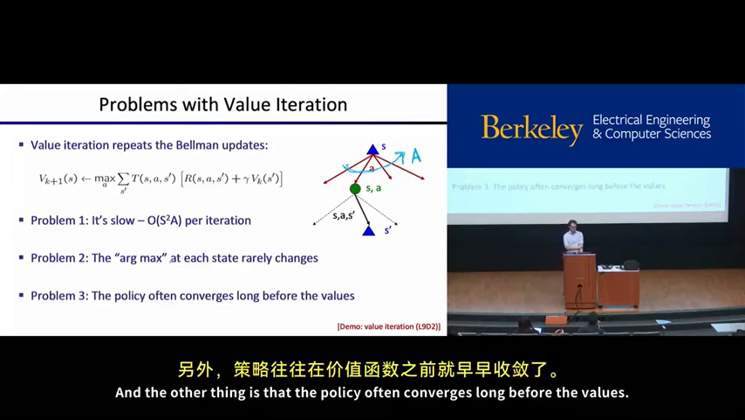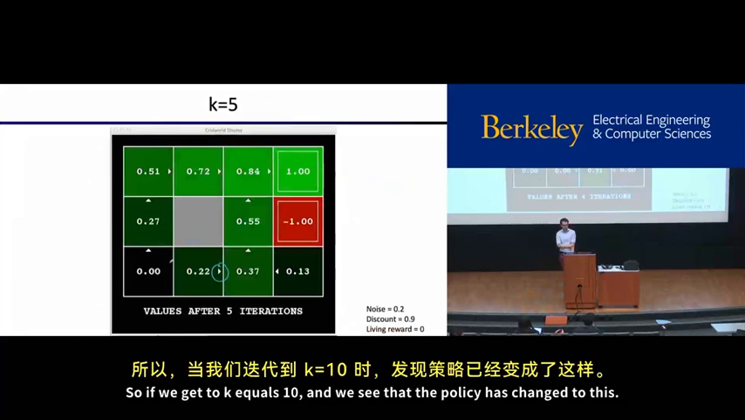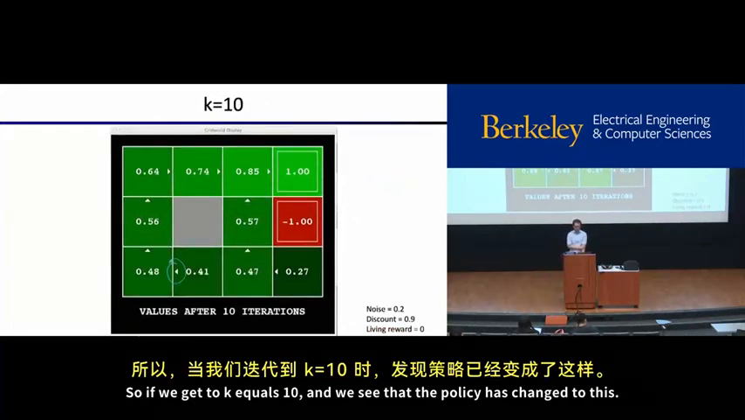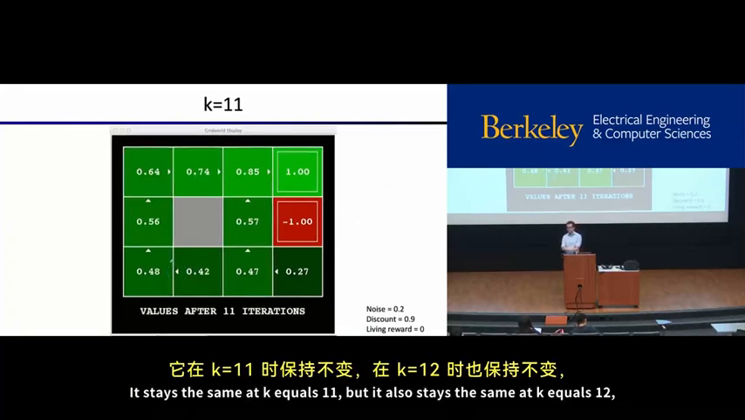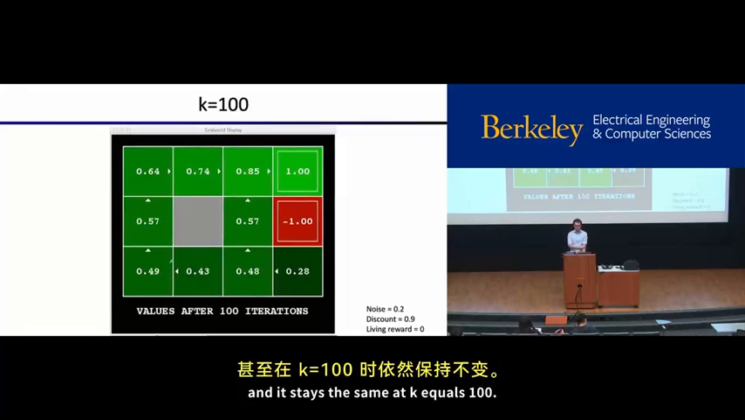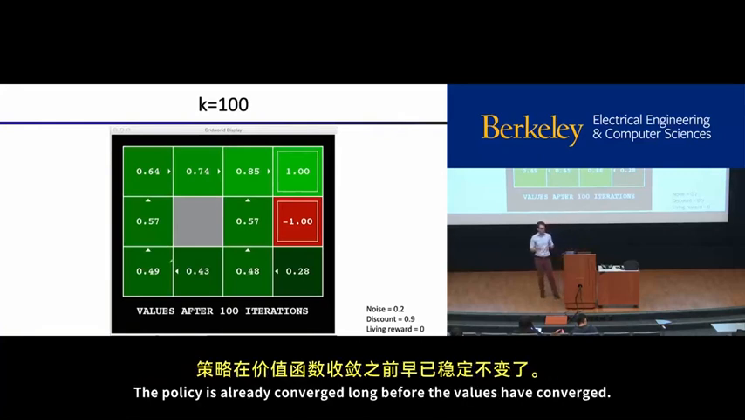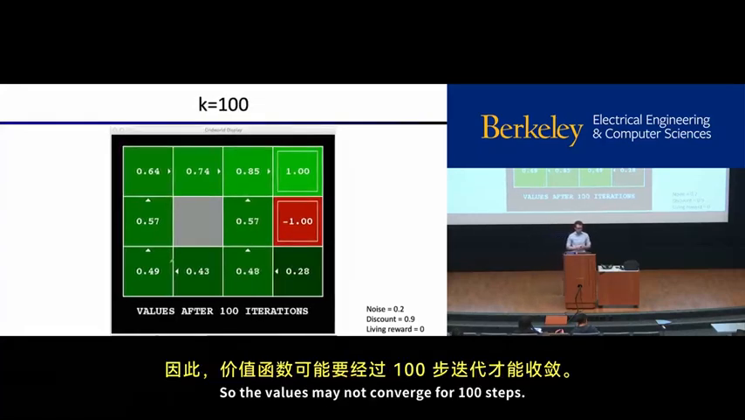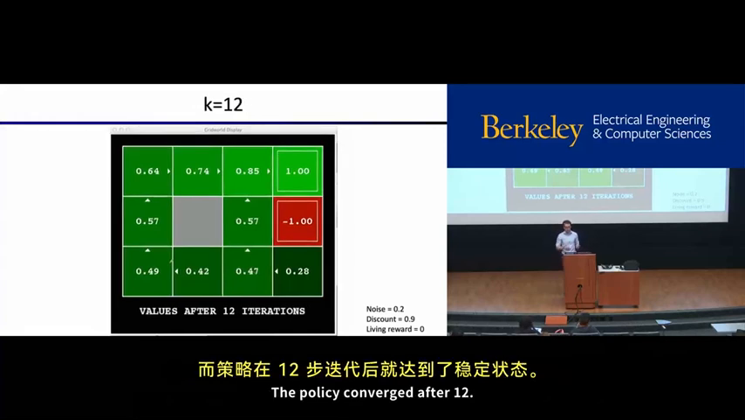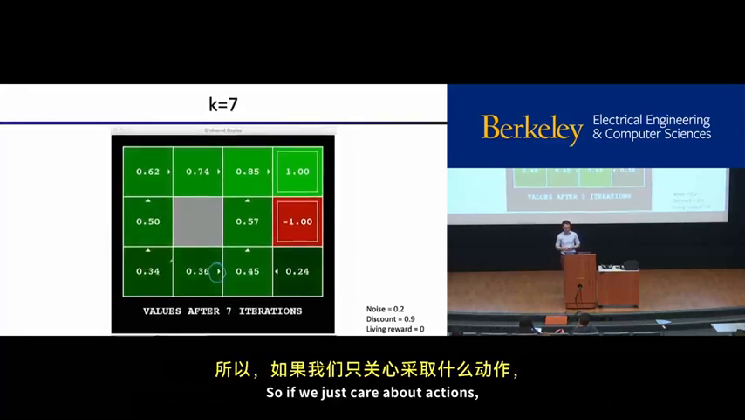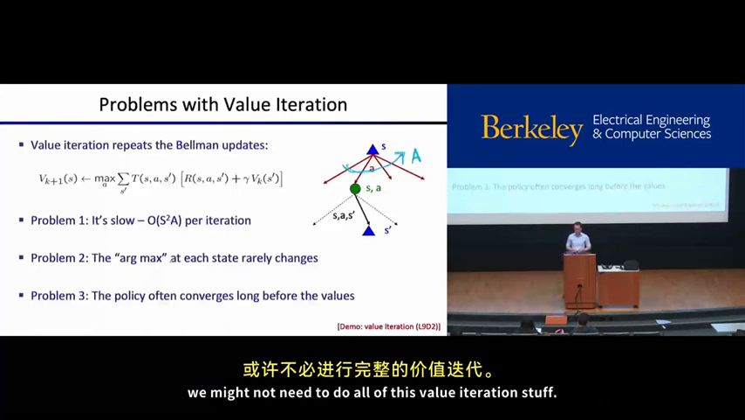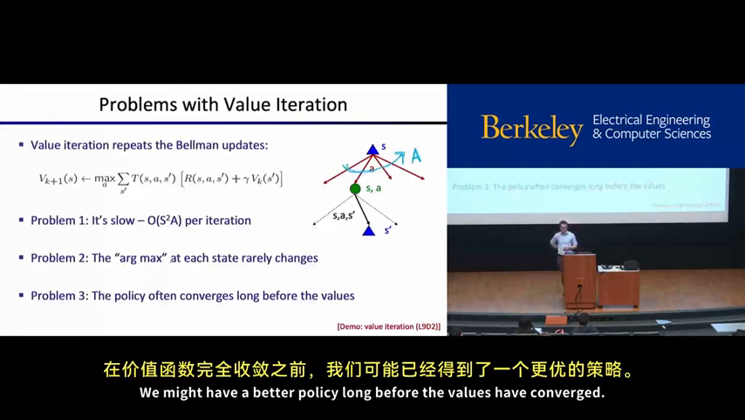And the other thing is that the policy often converges long before the values. So if we get to k equals 10 and we see that the policy has changed to this, it stays the same at k equals 11, but it also stays the same at k equals 12, and it stays the same at k equals 100. It doesn't change for the next 100 steps. It's like the policy is already converged long before the values have converged. So the values may not converge for 100 steps, while the policy converged after 12. So if we just care about actions, we might not need to do all of this value iteration stuff. We might have a better policy long before the values have converged.